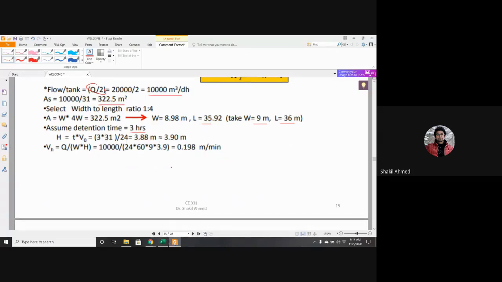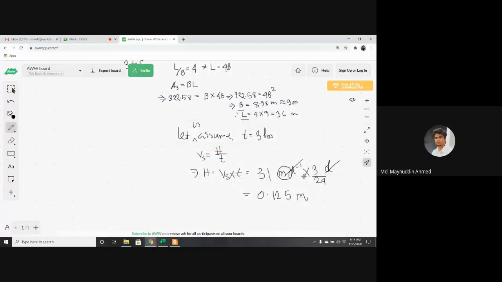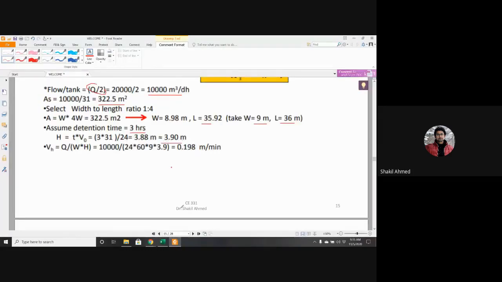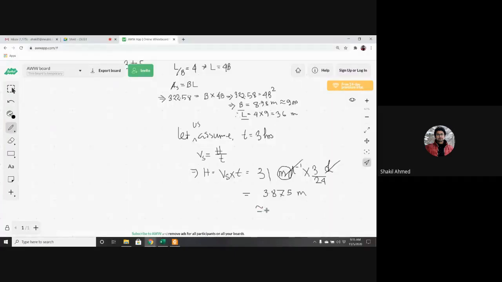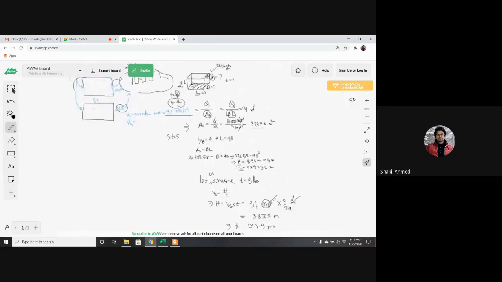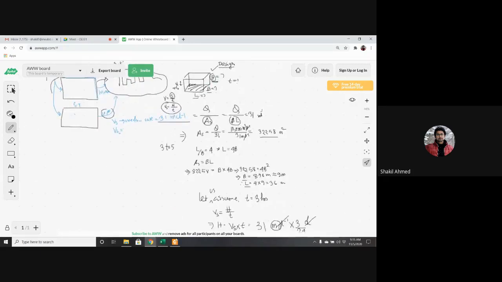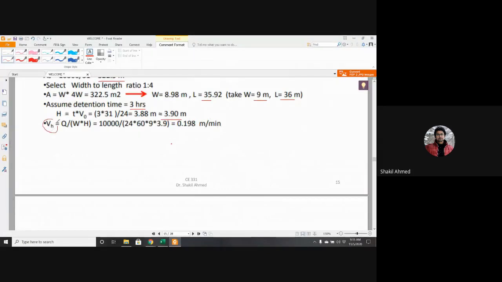What I have done here: 3.875 meter, approximately 3.9 meter. Let's call it 3.9 meters. So we have calculated H. Now we know B, L, and H. So we calculated B, L, and H. Done.